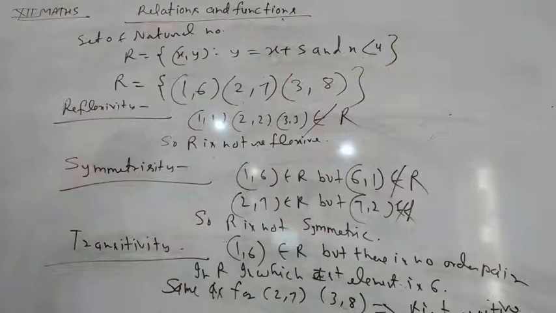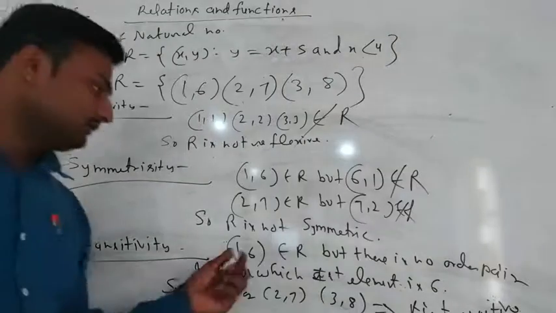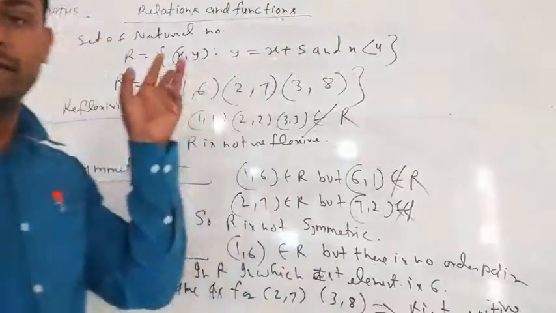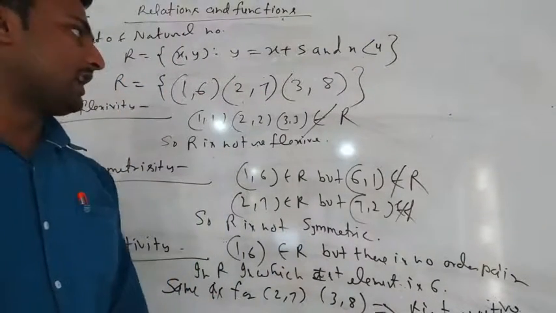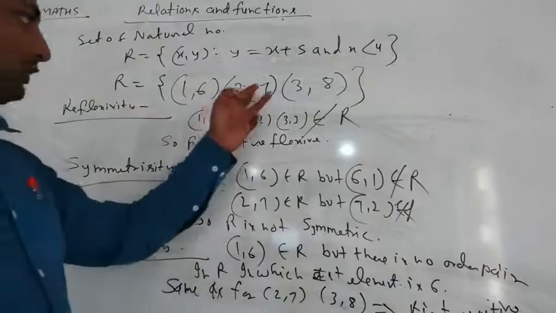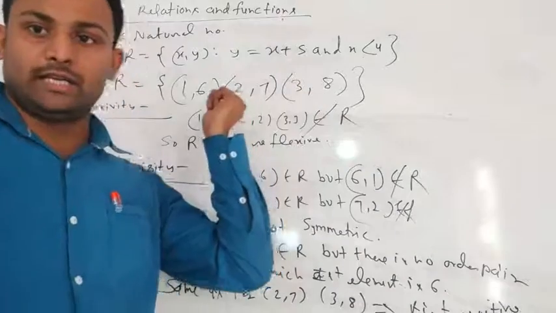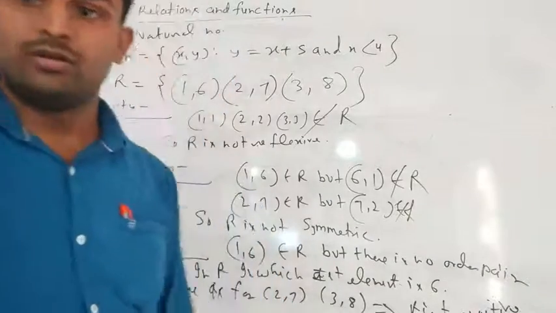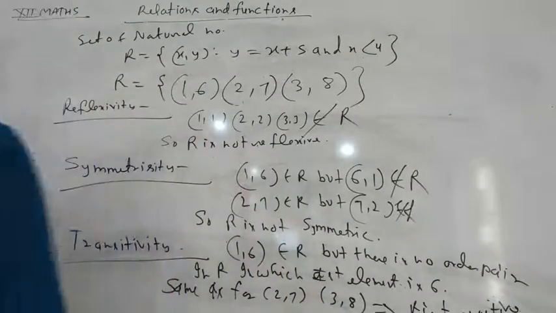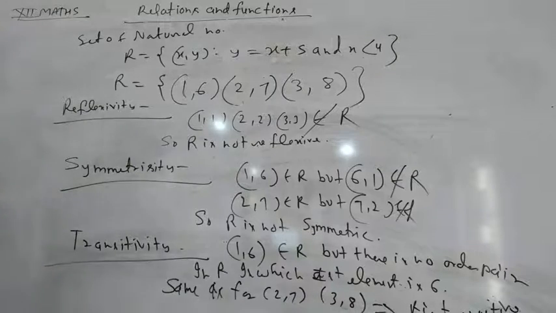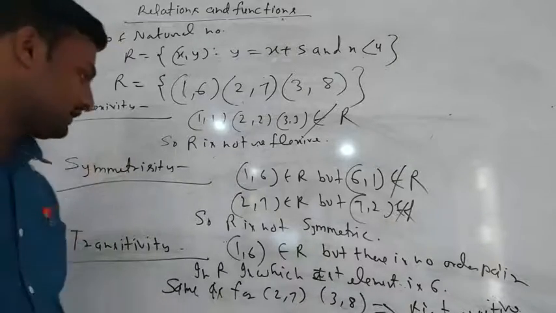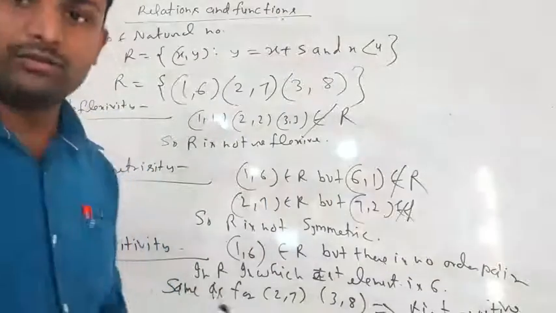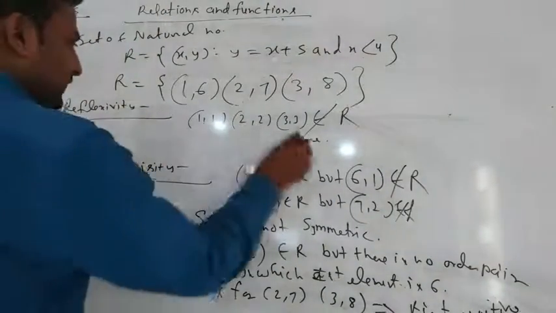Okay, there is no ordered pair in which 6 is the first element in the relation R, and similarly for (2, 7) and (3, 8). So that's why we can say that our R is transitive. So in this way, students, we can find out whether a relation is reflexive, symmetric and transitive. Okay students, I hope you understand. Now we take another question. Let's see.